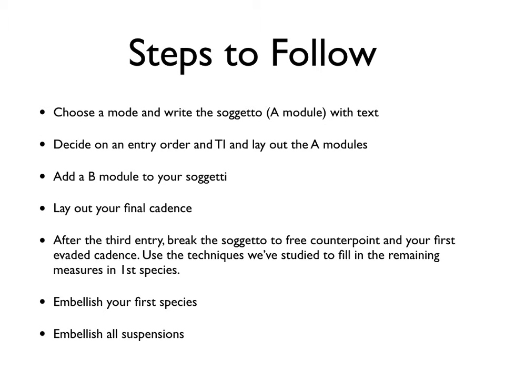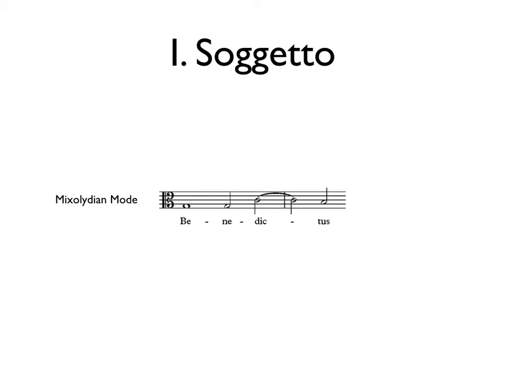Then we're going to use the techniques that we've studied to fill in the remaining measures in first species. So that's all the parallel 6, parallel tenths, faux bourdon, and so on. Then we'll take that first species, embellish it, except for the suspensions, and then finally embellish the suspensions last of all. So here is the soggetto that I chose to do.